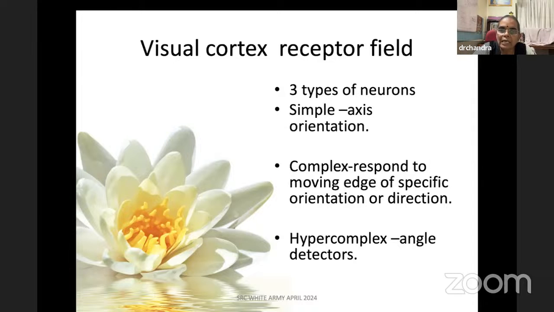And we have got three types of neurons, the simple neurons, complex neurons, and hypercomplex neurons. Simple neurons pick up the axis and orientation. And complex neurons respond to moving edge of specific orientation or direction. And hypercomplex neurons pick up the angulations.